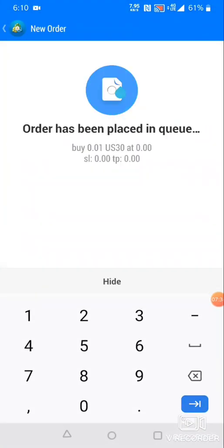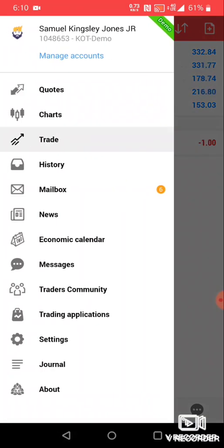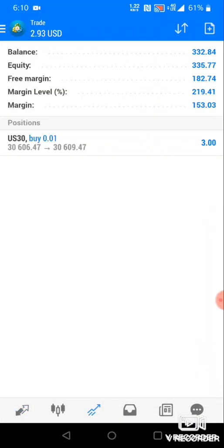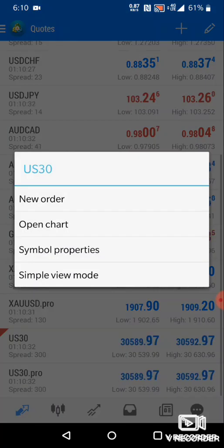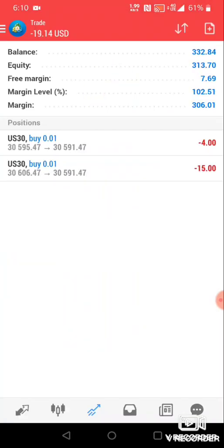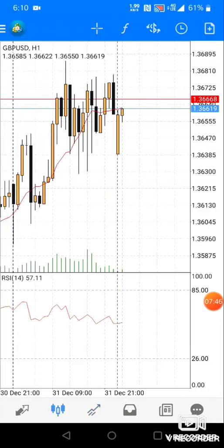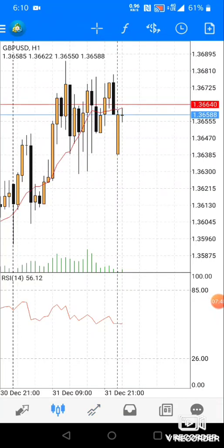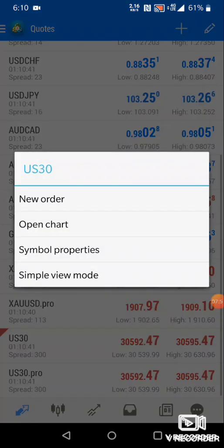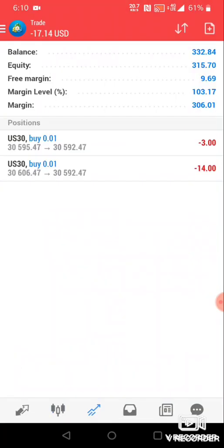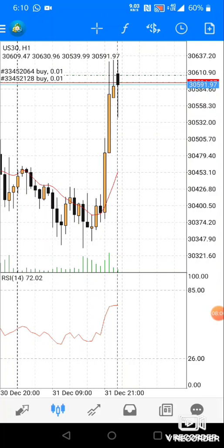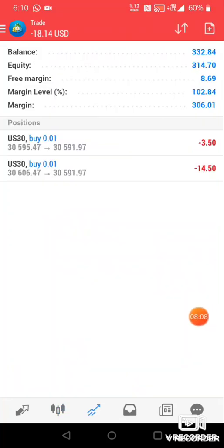Man, US steady be moving like crazy, man. Thank God I'm learning with the demo, man. See that thing moving, boy. I feel like if you get the US steady the right way, it's good. But this is the weekend gap, so let's see.